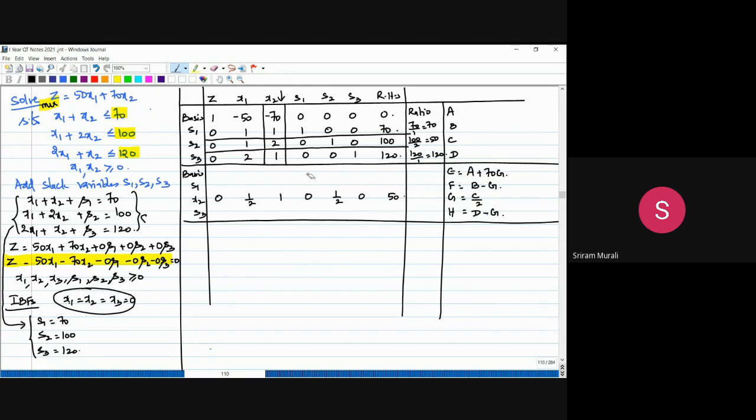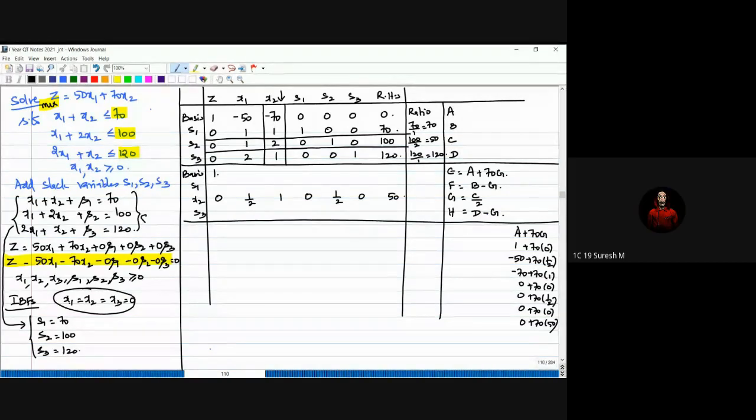Have you understood? Yes, sir. So what is A plus 70G? We want to put it aside. What are the elements of A? 1, minus 50, minus 70, 0, 0, 0, and then 0. Plus 70 times G, and G is 0 and then 50. Now what is the first element? It will be 1, am I right? 50 minus 35 is minus 15.